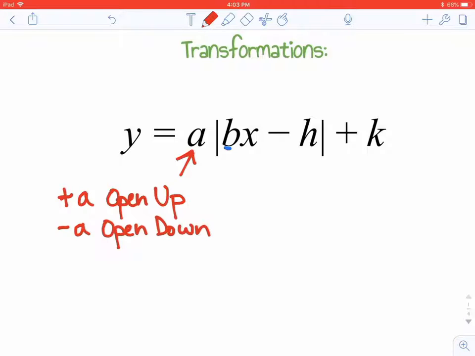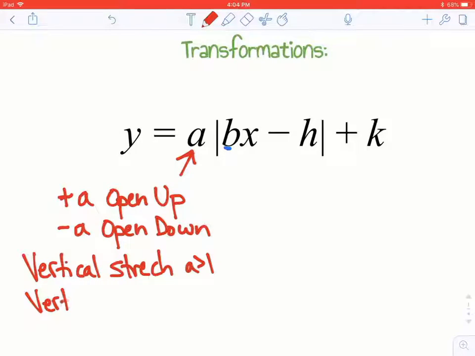But a also has another job. We say that it is our vertical stretch or compression. Whoa, let me spell vertical correctly. So vertical stretch is when a is greater than 1. And it's a vertical shrink or compression when a is between 0 and 1. So like when it would be 1/2, for example. So if a is greater than 0 but less than 1, it's a vertical compression.